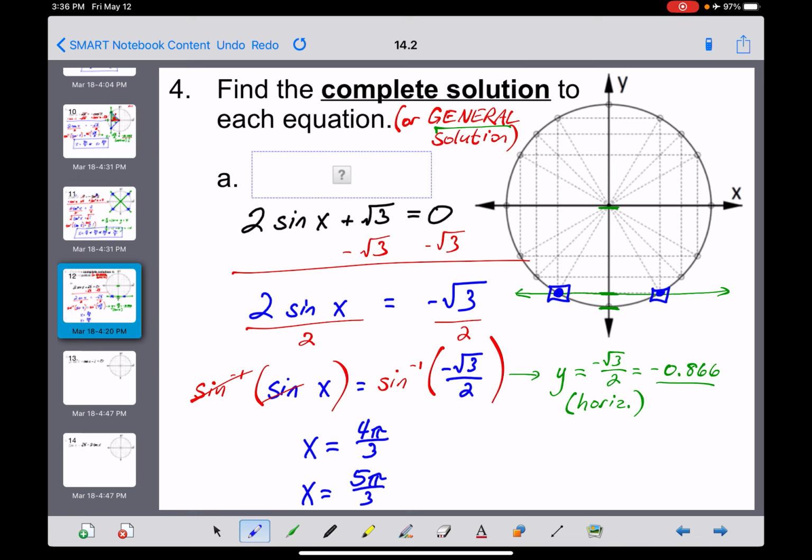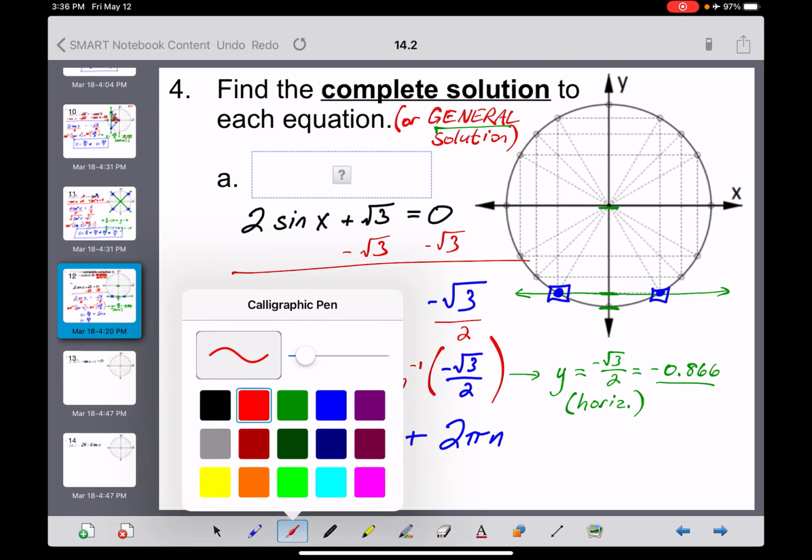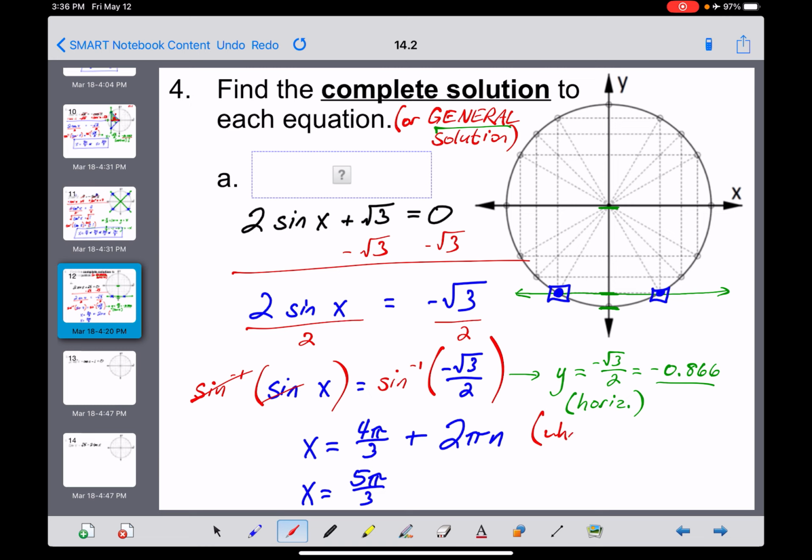But here's where it gets weird, guys. What we're going to do, let me try to explain this here. At the end of our first solution, x is equal to 4 pi over 3, we're going to put plus, and what we're going to put is something weird here, guys. 2 pi multiplied by n. And we have to specify what that means here, where n is any integer.